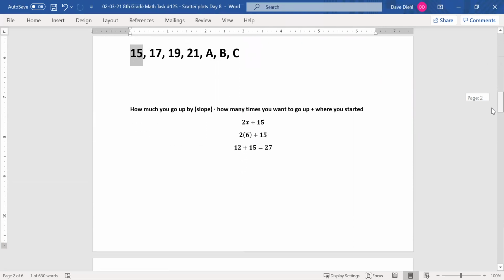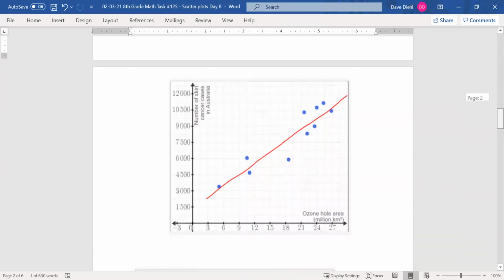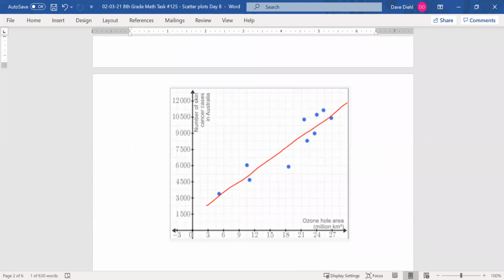So let's translate this to a much more real situation that doesn't just put the lives of 2 kids at risk, but potentially tens of thousands of people. So scientists have collected data from the past, and they're trying to predict what's going to happen next. So this particular data is, each one of these points is a point where a scientist has found out how many skin cancer cases there are in Australia based on how big the ozone hole is. So when they realized it was about 6 million square kilometers, there were about 3,000 cases. When it was 12 million square kilometers, there were about 6,000 cases.